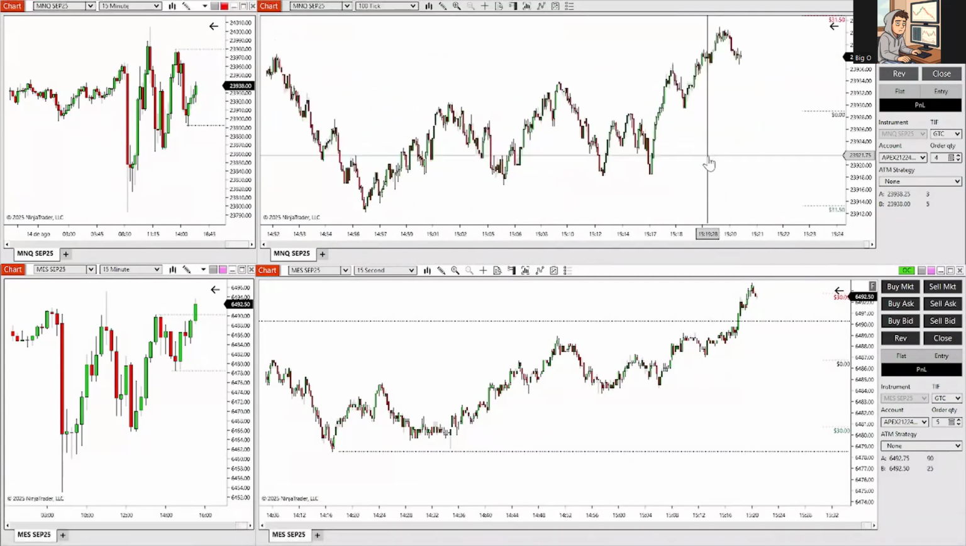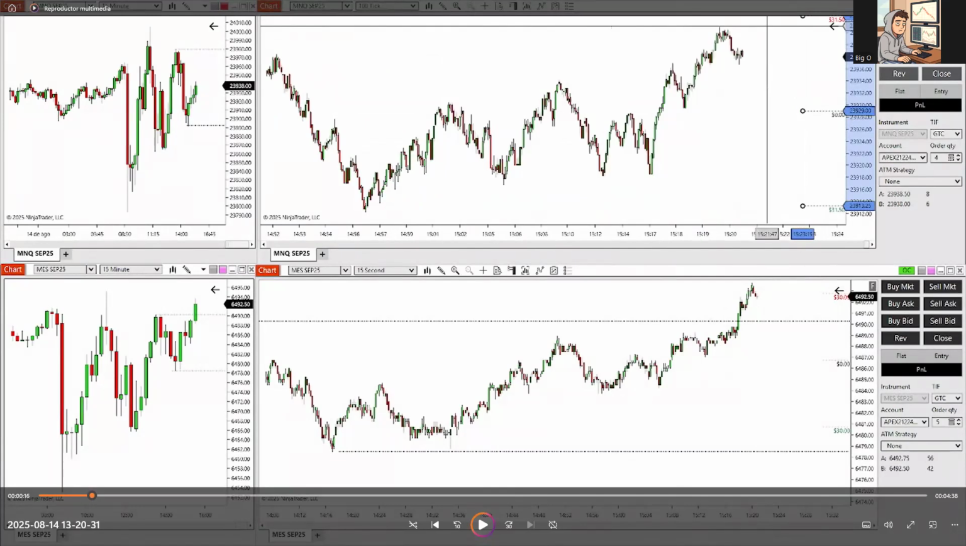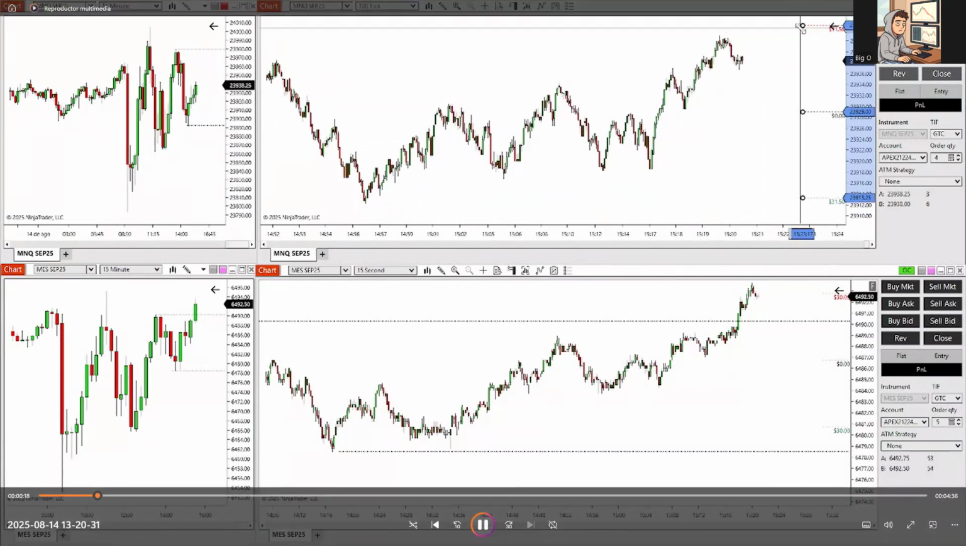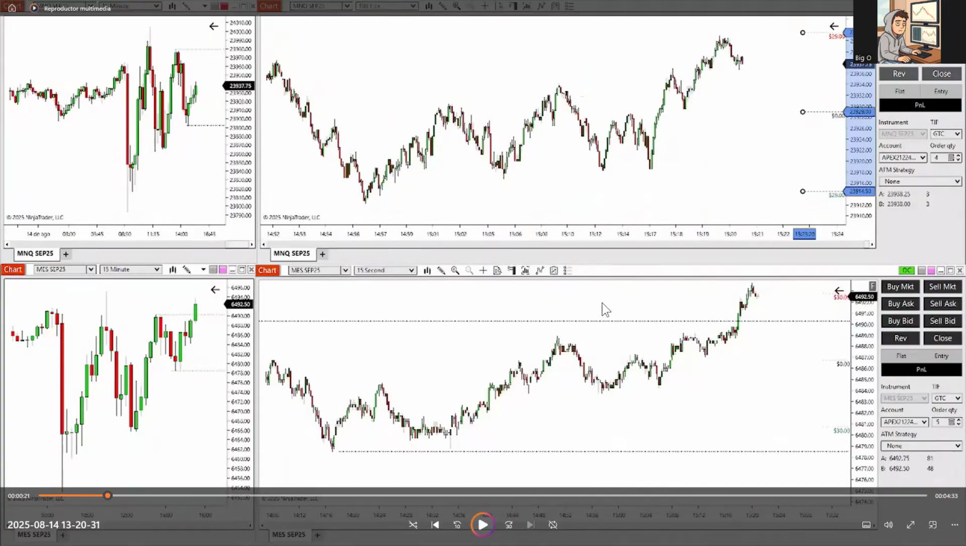I don't know why this keeps pausing on me. So, yeah, a couple of things. Let's go through this trade. Oh boy. Why did I take it? Why? So everything was looking very good.